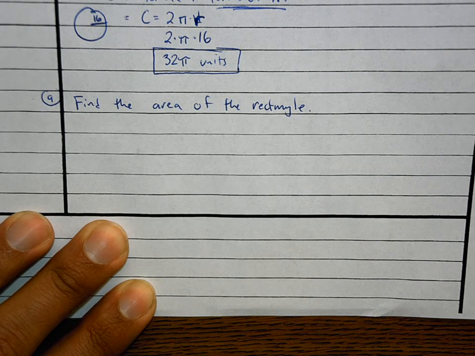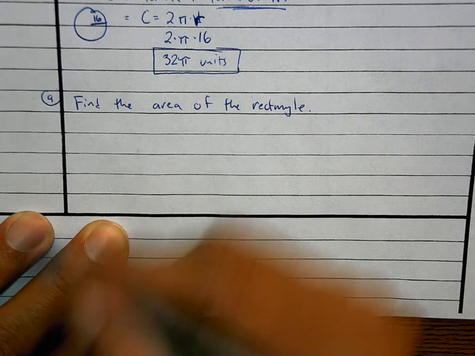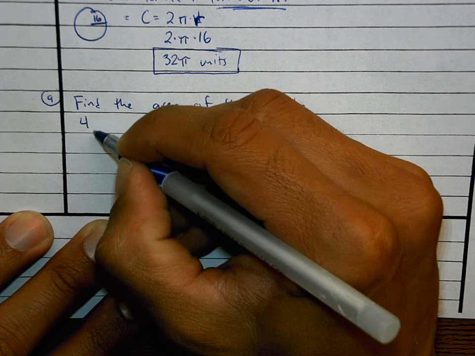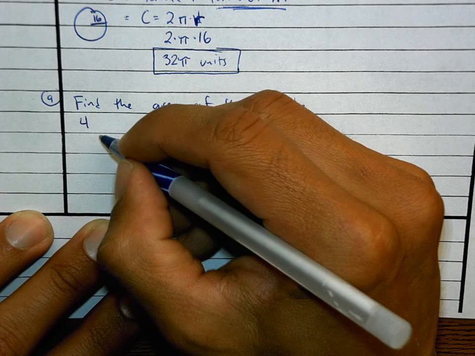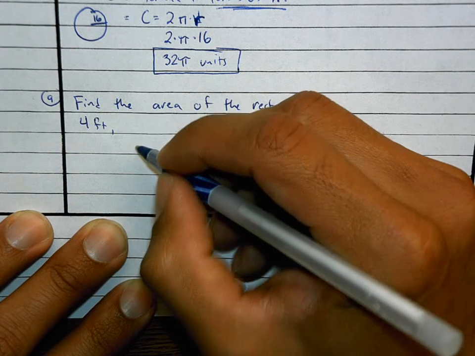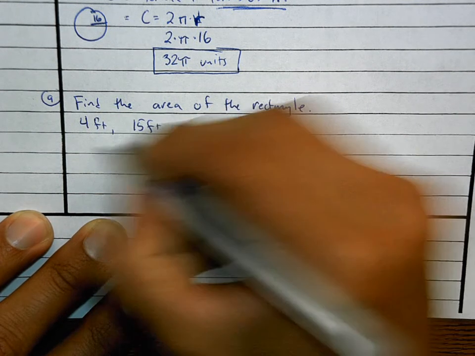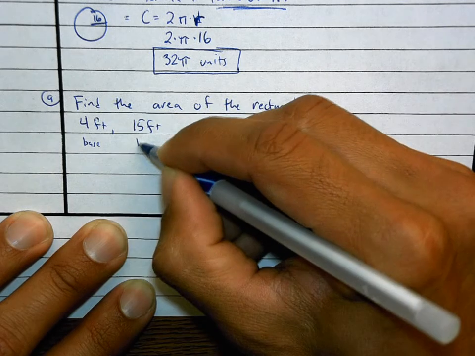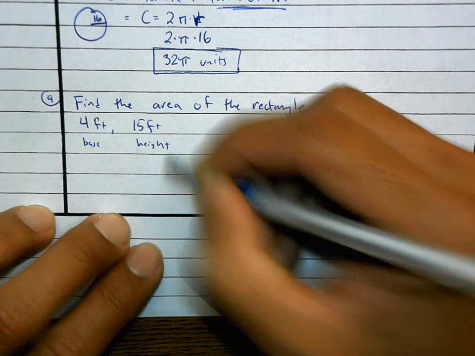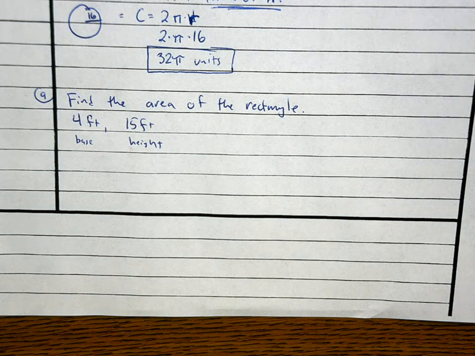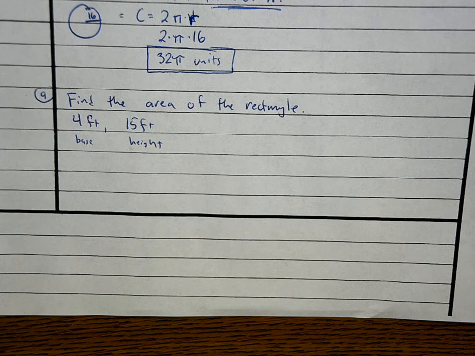Number 9 says, find the area of the rectangle. It has a base of 4 feet and a height of 15 feet. It calls this the base, and it calls this the height. Find the area of the rectangle. 4 feet is the base, 15 is the height.